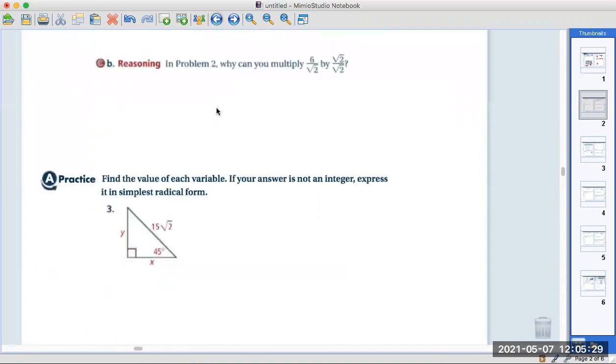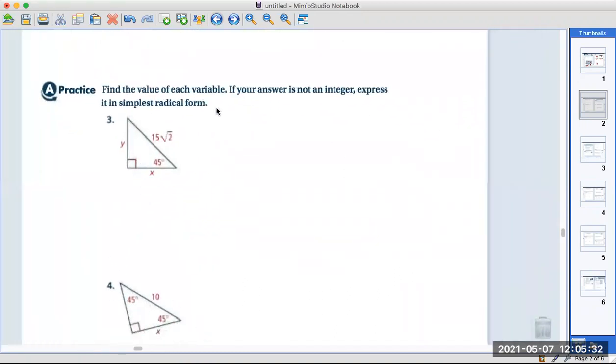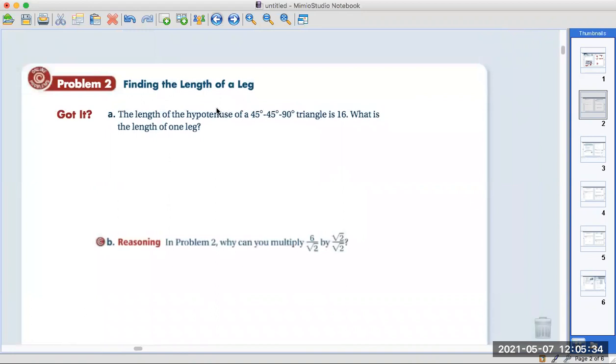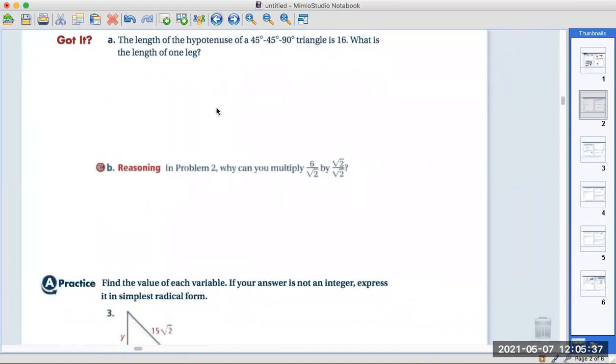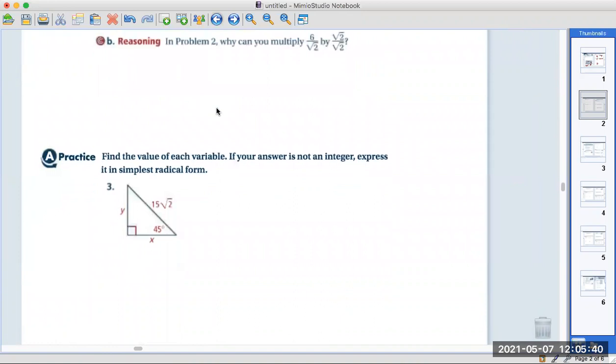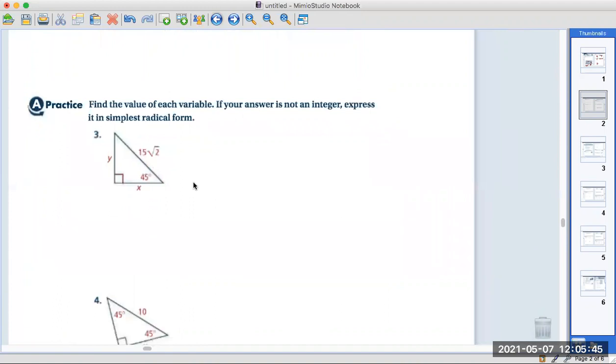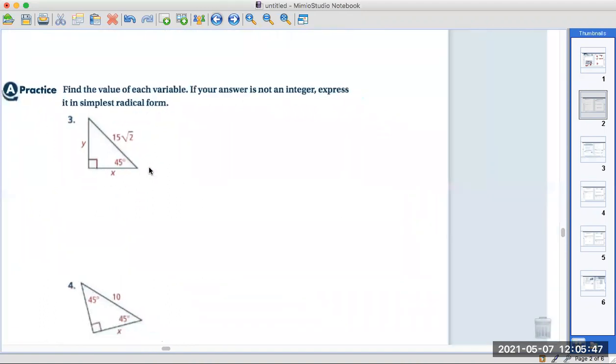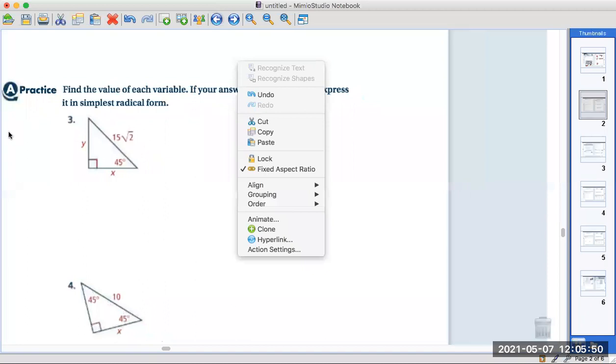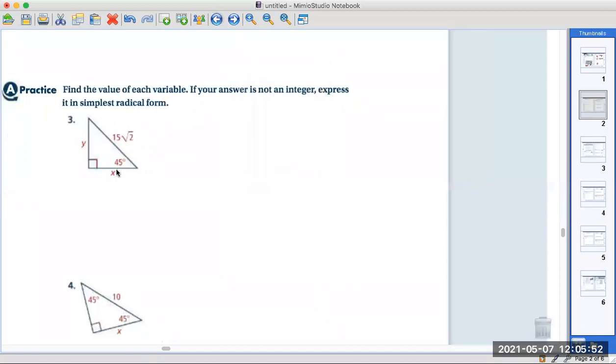Okay, I think I should give you an example on this one, finding the length of a leg. Let's take number 3 here. It says find the value of each variable. We got 2 of them here. Notice x and y. This is 90, this is 45. That leaves 45 with that one. That makes it a 45, 45, 90, and we can use the rules we have established.